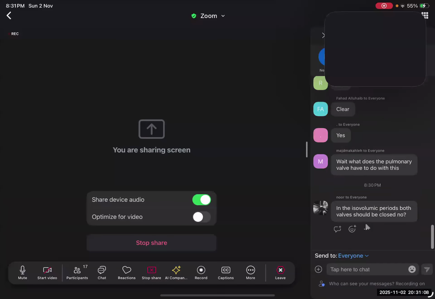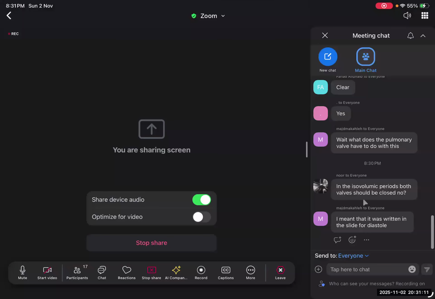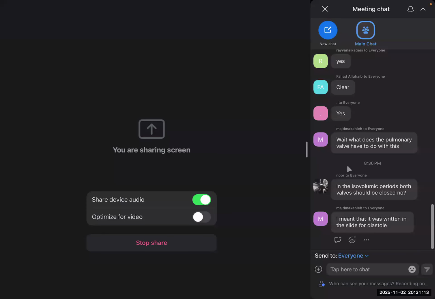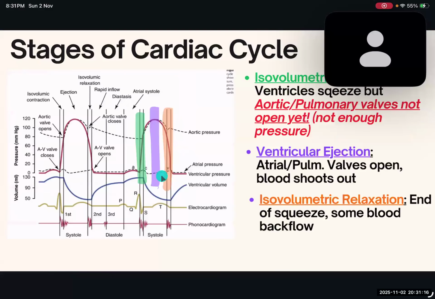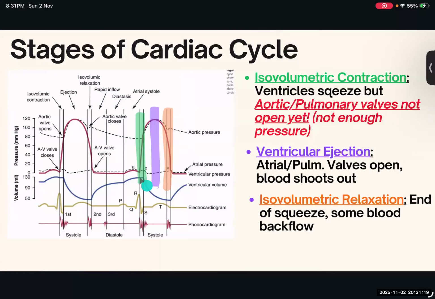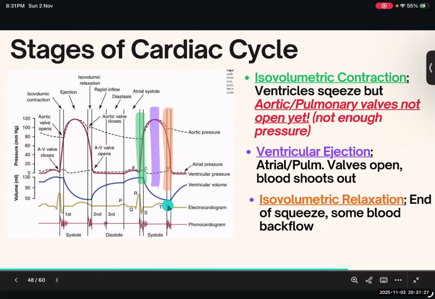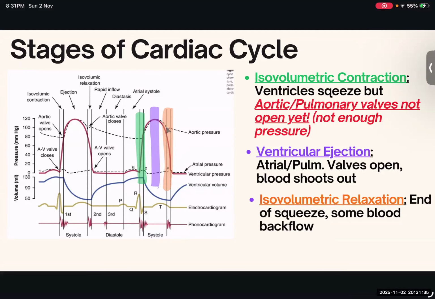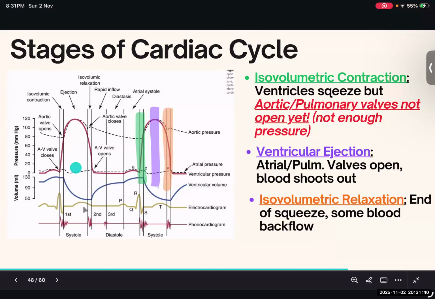Let's see another question. In the isovolumic periods, both valves should be closed. Okay, so you are correct in that during isovolumetric contraction, the valve remains closed. And even in the isovolumetric relaxation, we also have closure of the valve, although sometimes it can be slow. It's going to close during the isovolumetric relaxation, but in the slides, it's mentioned that the valve remains open for a small time. Now, why do we know that it closed? Because it coincides with the S2 sound, right? The closure of the aortic and pulmonary valves.